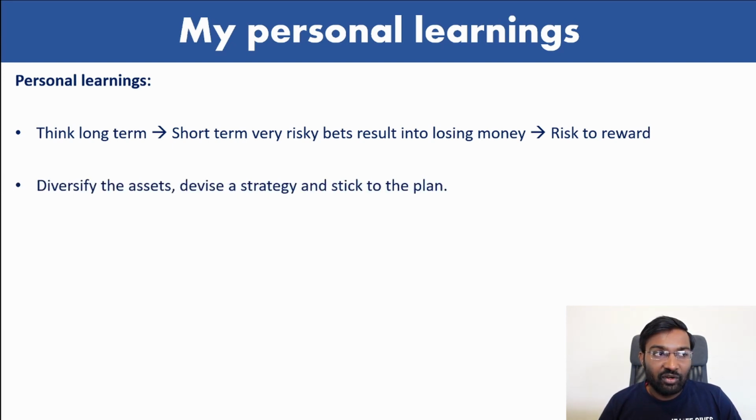And the second one is diversify the assets. Devise a strategy and stick to the plan. If you are not diversifying, a very concentrated portfolio is extremely risky. So at least you should have 10 to 15 stocks. 10 stocks is good, 12, 13 is also good, maximum 15 stocks. 10 to 15 stocks is what I would do for diversification of assets.